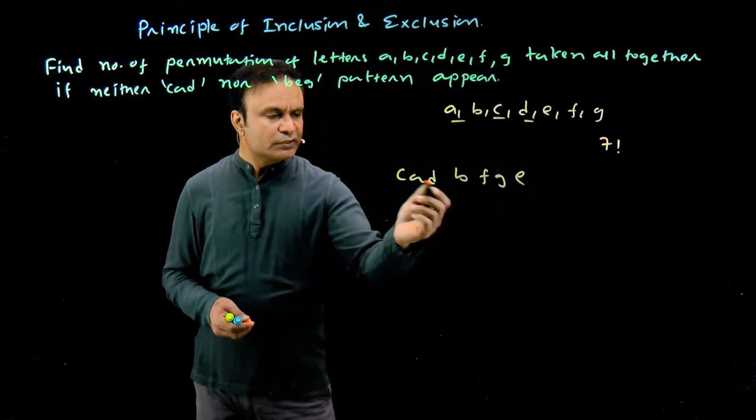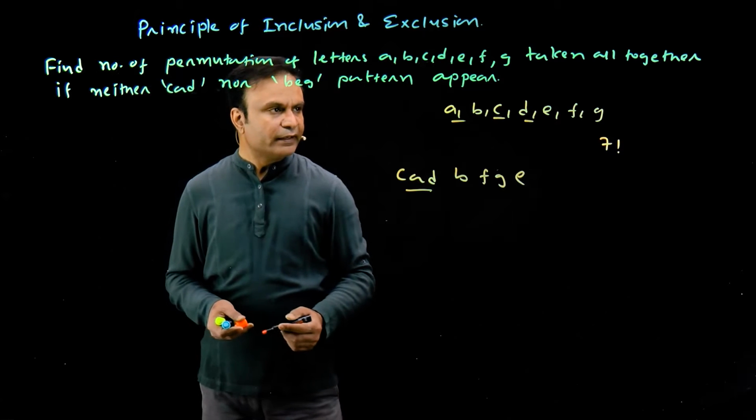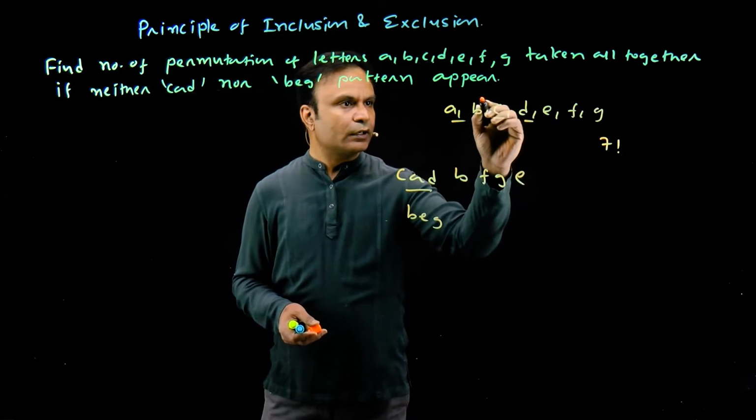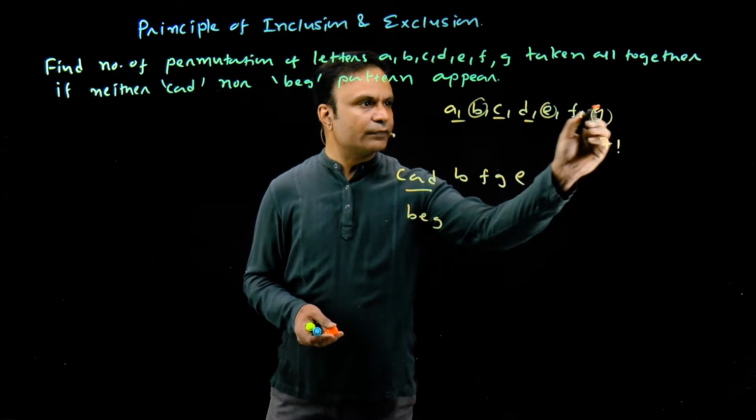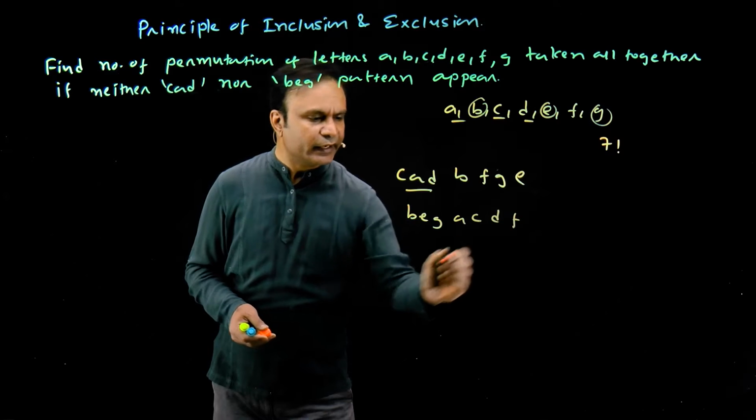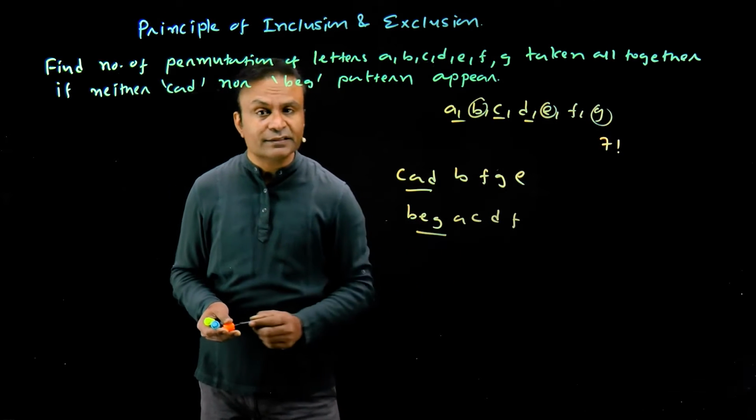Okay, so this word is not allowed. The reason is here CAD is occurring. If I take a word BEG, I'm blocking this B, E and G. So next letter may be A, C, D, F. This word is also not permitted. The reason is here bag is occurring.